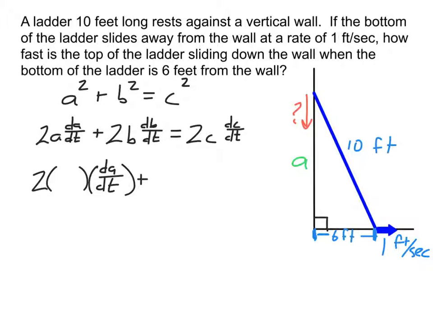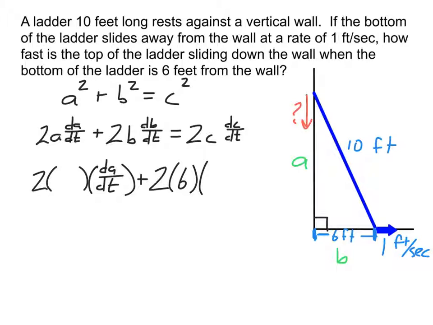The one that I'm actually trying to find, you go ahead and leave the variables there. Notice I left a blank for the other one, because I'm going to have to come back to that in a minute. All right, next up, the b's. So 2 times b. Do I know what b is? 6. Yeah, because it's got to be the other leg. So yes, it's 6. And then dB over dt.